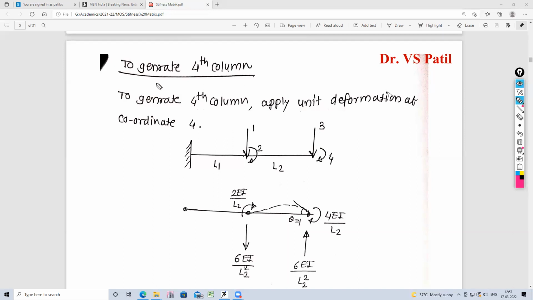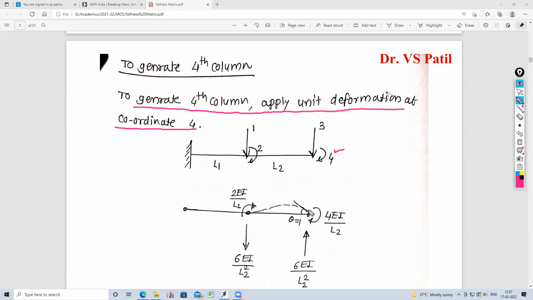Then we will generate the fourth column of the stiffness matrix. First of all, to generate the fourth column of the stiffness matrix, apply unit deformation at coordinate 4. Now this is the basic structure. Coordinate 4 is a movement. Here at this point, apply a clockwise movement. Then how will the span deform?